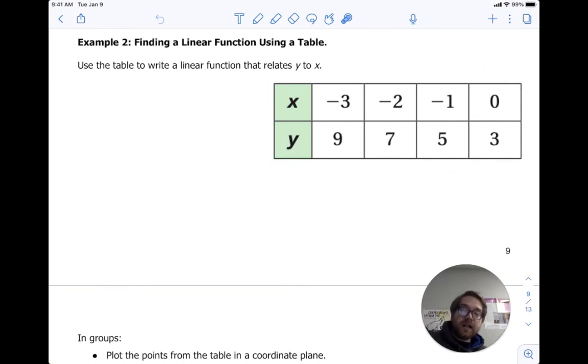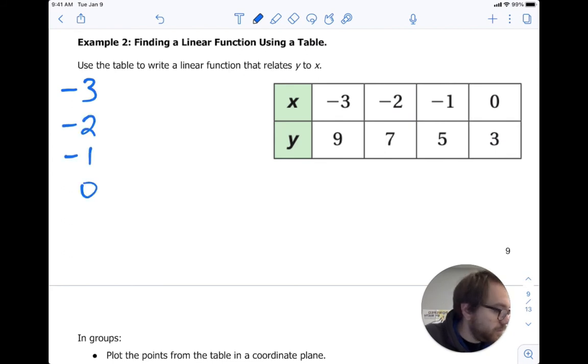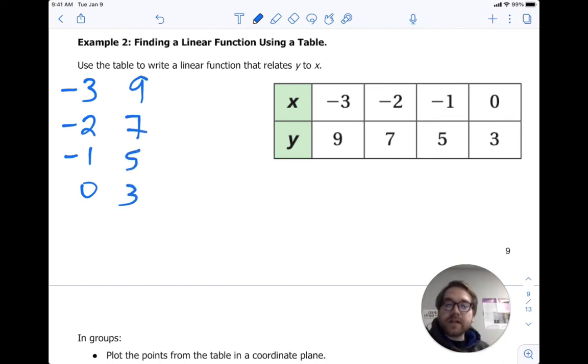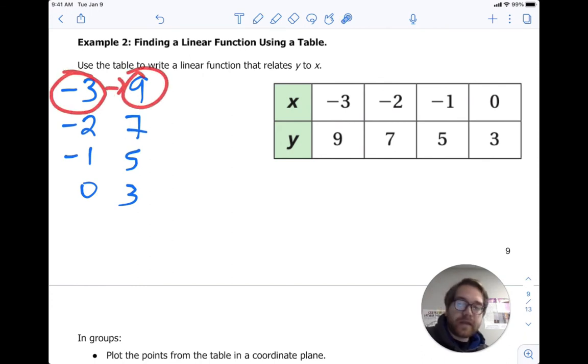To do that, we can actually use the skills that we were learning the last couple days when we were looking at patterns, and how we look at a pattern of numbers and then determine what that rule is. It's a very similar skill. So I'm going to rewrite my table out here: -3, -2, -1, 0, and 9, 7, 5, and 3. What I'm going to try to do is turn -3 into 9. How do I take the number -3 and what operations can I do to turn it into a 9? And how can I take -2 and turn it into a 7?